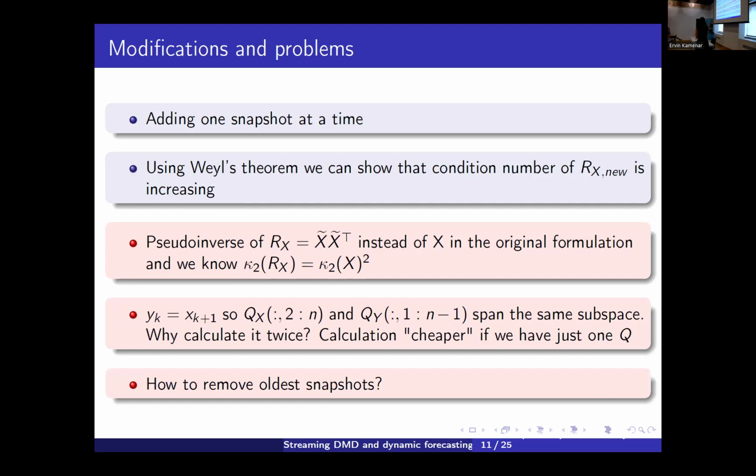And maybe the main problem here is how to remove the oldest snapshot. There's really no way to remove the oldest snapshot here. So as we add on new data, the oldest snapshot becomes irrelevant, but we cannot remove it in a simple way. We can maybe start from scratch and then go this way.